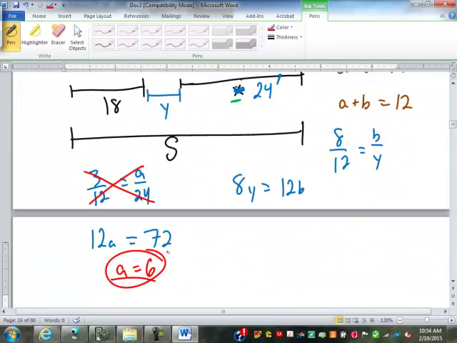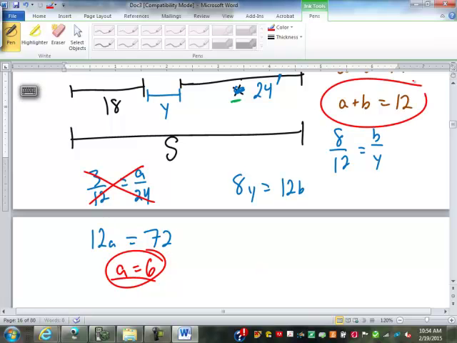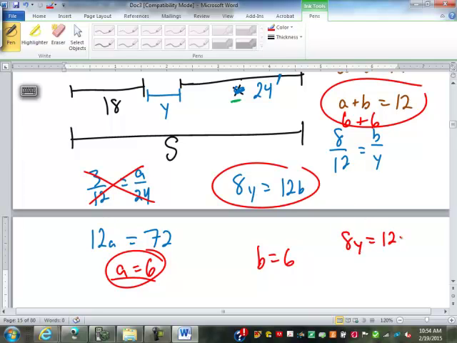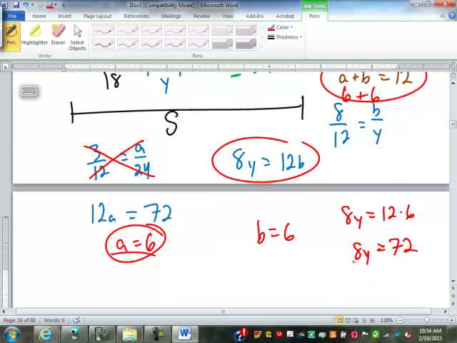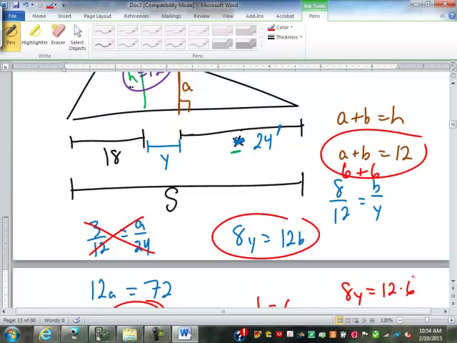Once you know A equals 6, you know that A plus B equals 12. So if A is 6, B must be 6. And then here, 8Y equals 12B, so 8 times Y equals 12 times 6, so 8Y equals 72, divided by 8, Y equals 9. So that means if Y is 9, you have 18 plus 9 is 27, plus 24 is 51 feet. S is 51. What do you think?